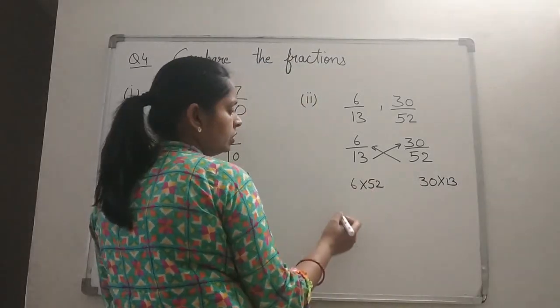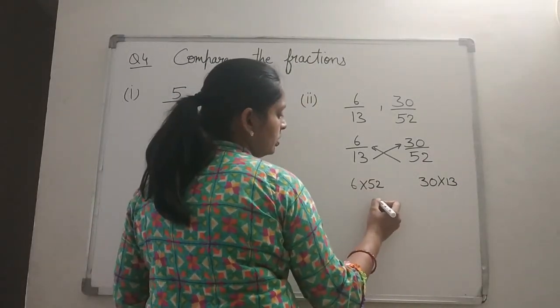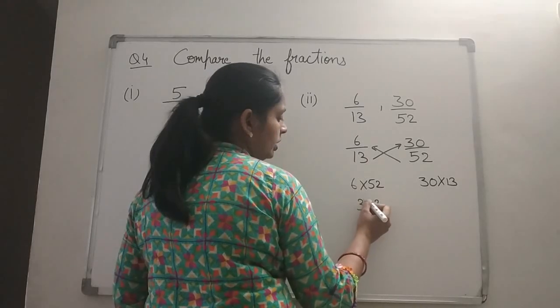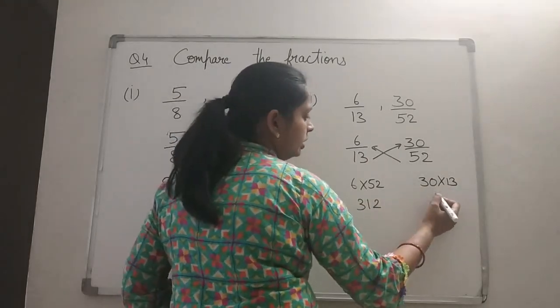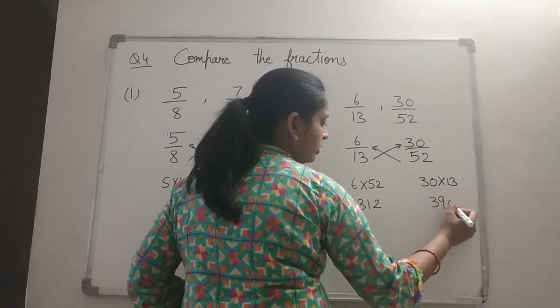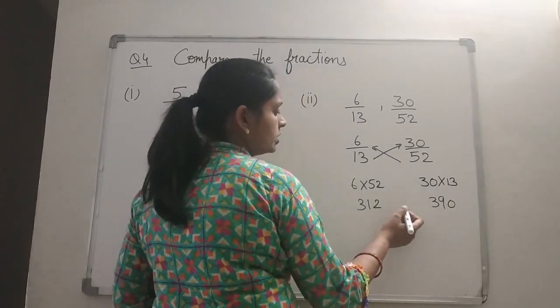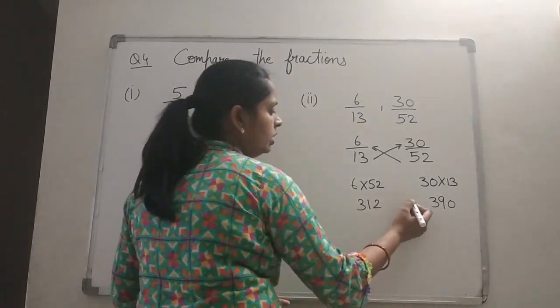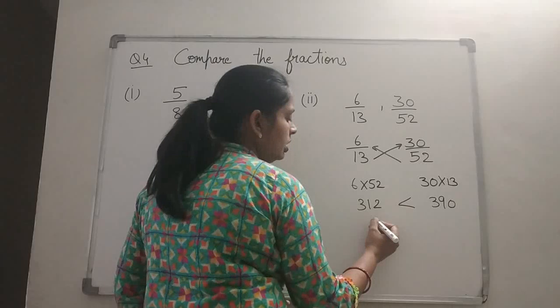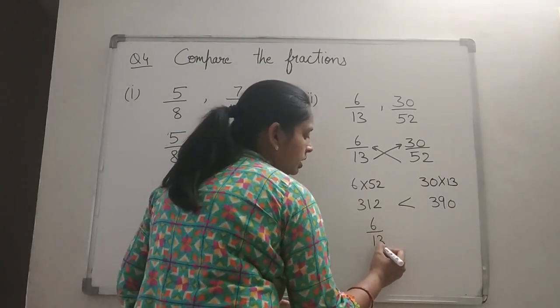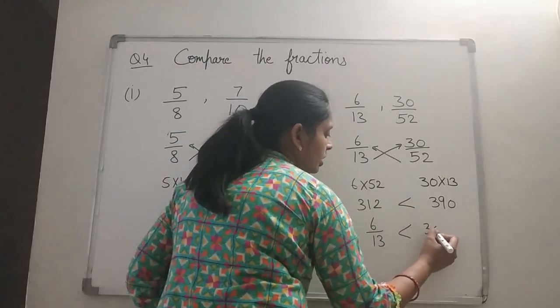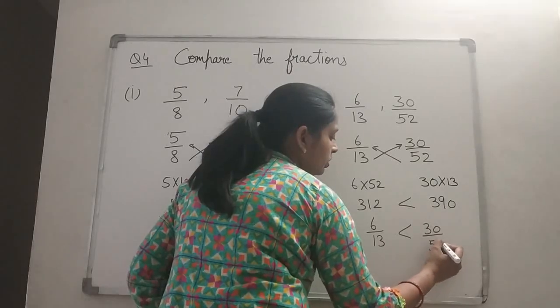Now 6 into 52 is how much? 312. And 13 into 30 is 390. Which is greater? Obviously 390 is greater than 312. So again this is greater, means 6 upon 13 is less than 30 upon 52.